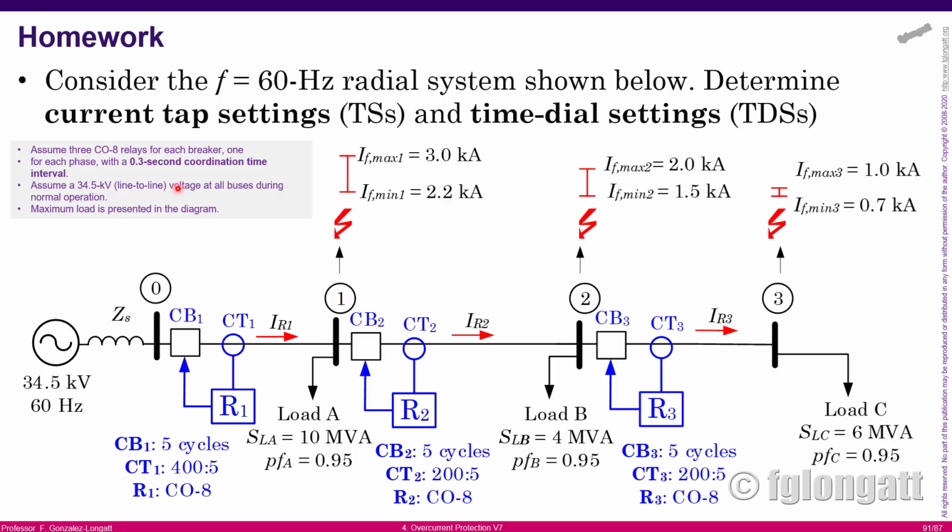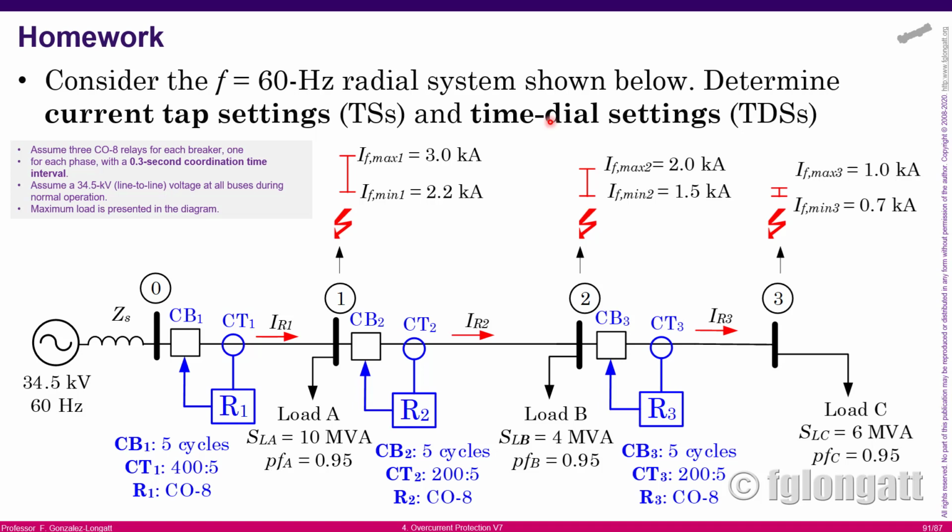Before I close, I would like to say that there is an example here, a homework some of you can take away. In this case, there are 3 relays. There is a feeder with 3 sections, 0 to 1, 1 to 2, 1 to 3. And over there, you know the loads, and you know the short circuit levels, minimum and maximum. And the task here is to do the tap settings and the dial settings.